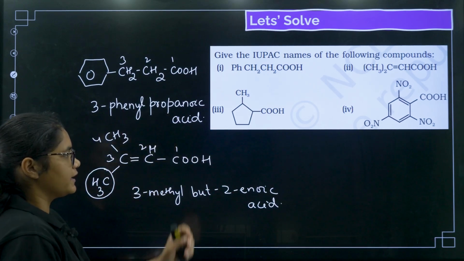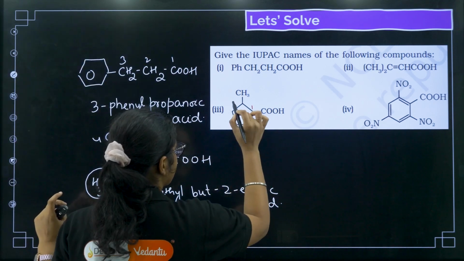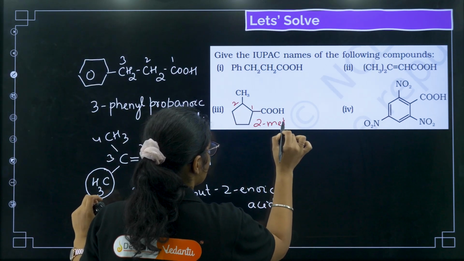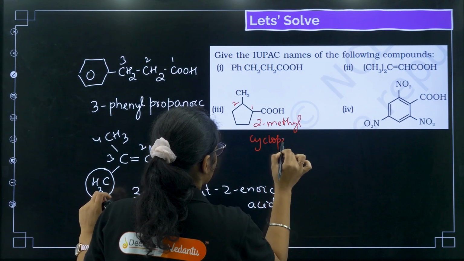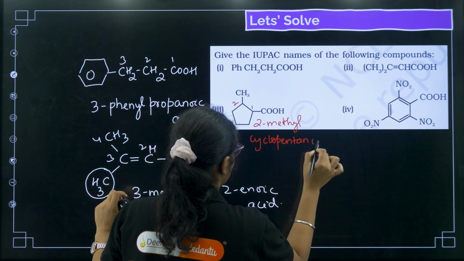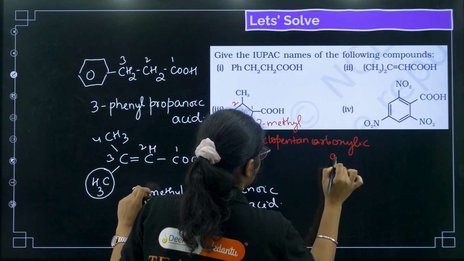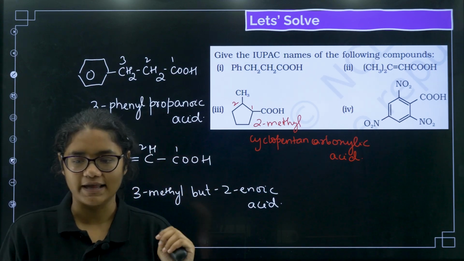Very simple. Next one, if you see, we have this numbering. So carboxylic acid should get the first priority. So this is second priority. So it is 2-methylcyclopentane carboxylic acid, right? 2-methylcyclopentane carboxylic acid.